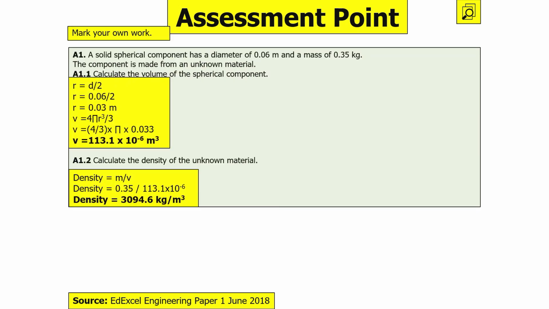Well, the radius is going to be 0.03 meters. V equals 4 over 3 pi r cubed. So we pop in the values to be 113.1 times 10 to the minus 6 meters cubed. Density is mass over volume, so it's 0.35 over that value, which is 3,094 kilograms per meter cubed.